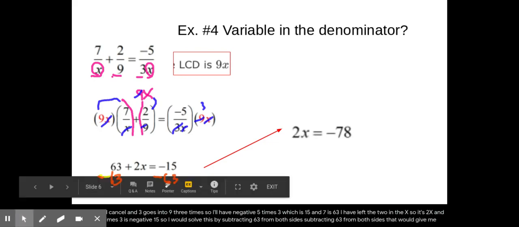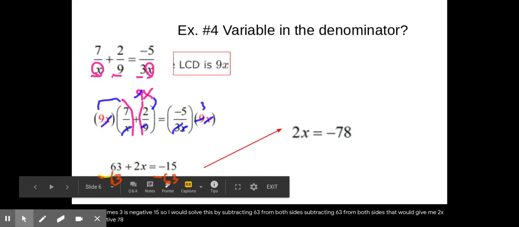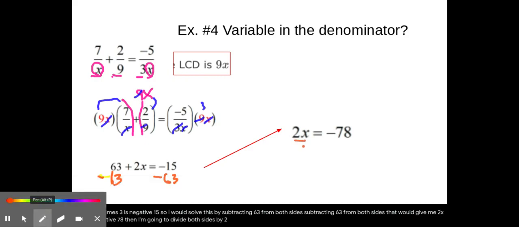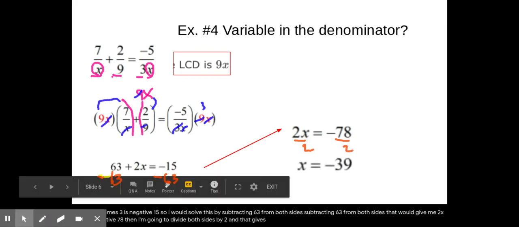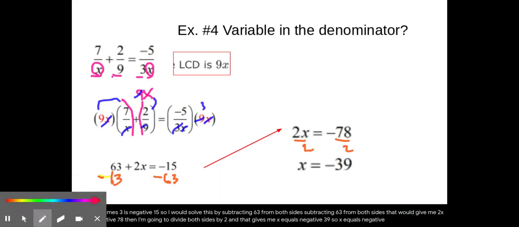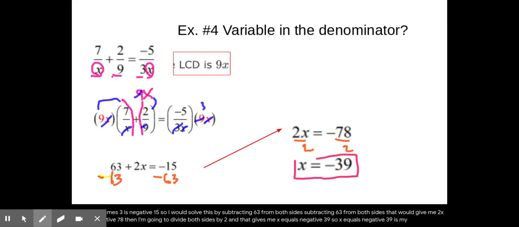That would give me 2x equals negative 78. Then I'm going to divide both sides by 2. And that gives me x equals negative 39. So x equals negative 39 is my solution for x.